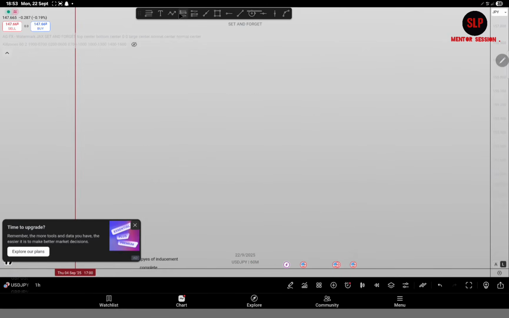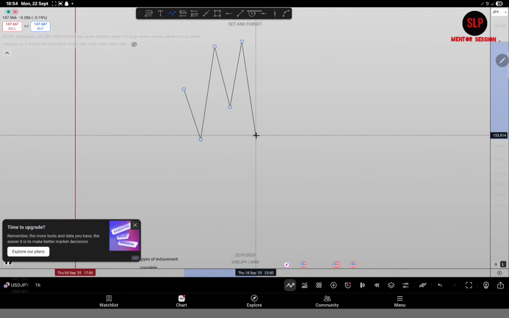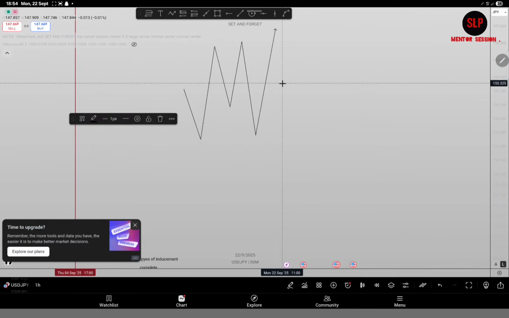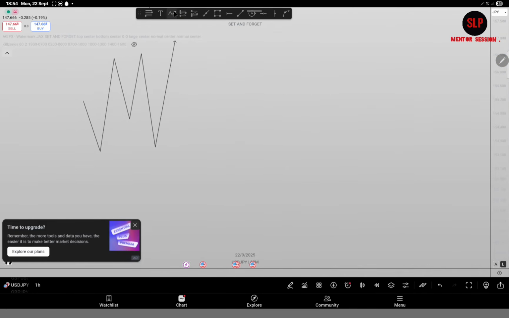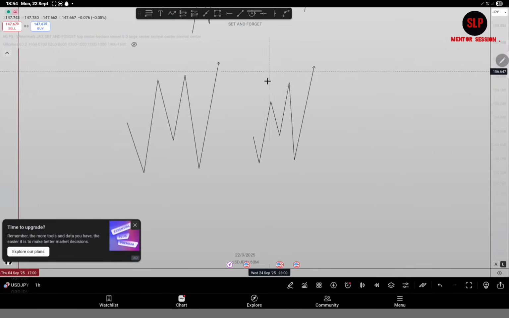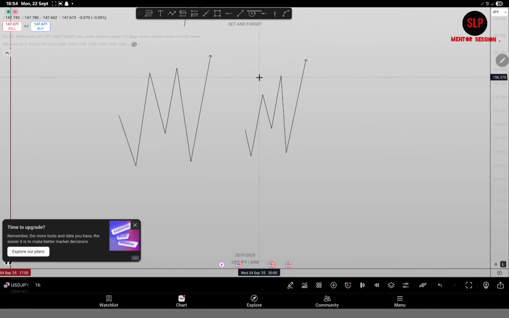So let me draw it for the other block. This is for the other block. This is the complete inducement, and this is the engineered liquidity or engineered inducement. So let me start with talking about this non-engineered inducement.